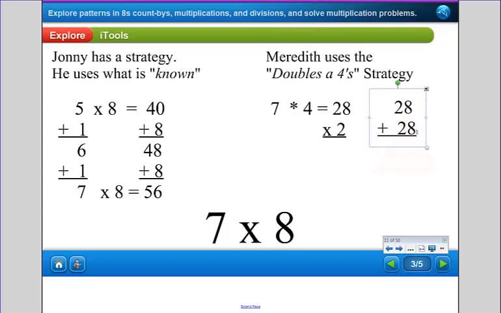28 plus 28 equals 56. So, both Meredith and Johnny used different strategies to get to the same number. They were trying to find out what 7 times 8 equals, and both their answers came up with 56. So when you come to a problem that says use a strategy, there's 2 strategies there for you. And I'm sure you can find some other ways to get to 7 times 8.